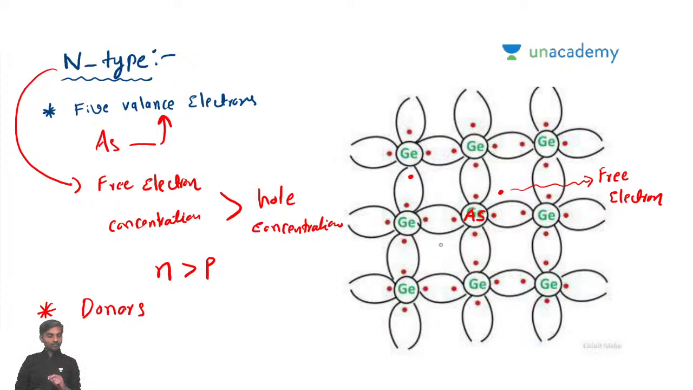You should remember this point. Very important. And I can call this the donor concentration, N_D. That is the number of atoms per centimeter cube or per meter cube. The number of atoms added to a pure semiconductor to change it to an n-type semiconductor is nothing but a donor atom.